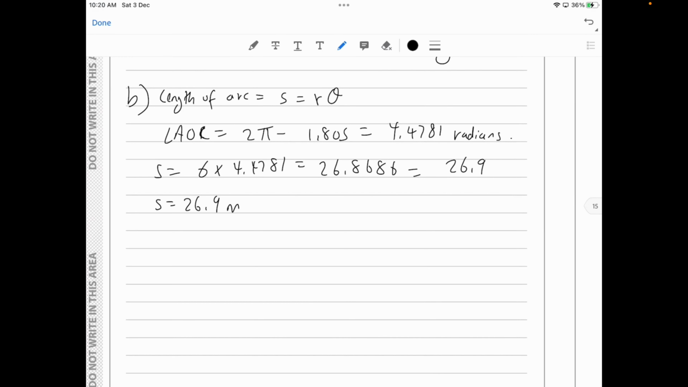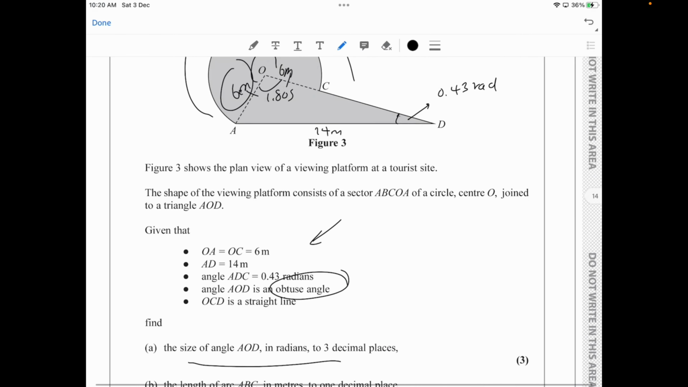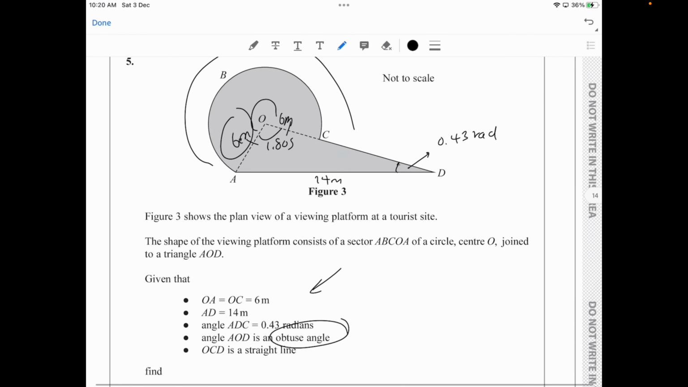Alright, let's move on to question C. Question C is asking us for the total area of the viewing platform in meter square. So for the total area of the viewing platform, we have to find out the area of the triangle first. We have to find out the area of this sector over here as well.